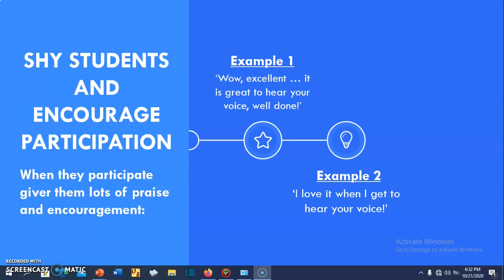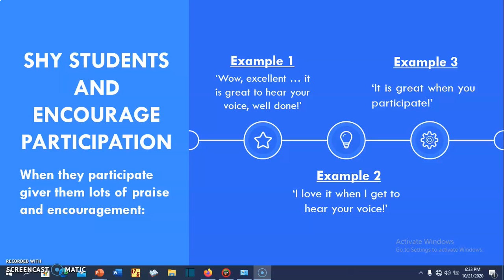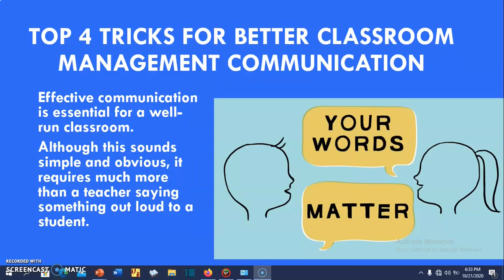Example 2. You can use this expression too. I love it. I love it when I get to hear your voice. It's great when you participate. So you can use these examples or expressions to deal with shy students.